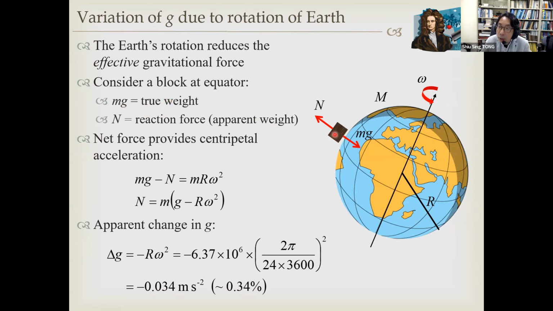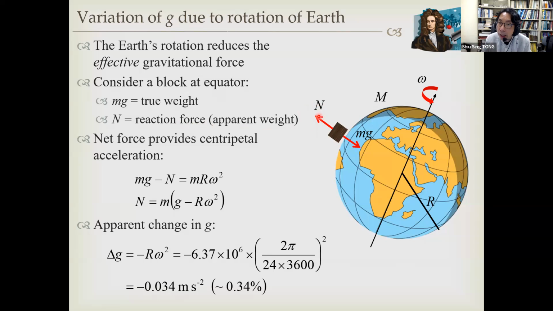And the normal reaction is the reaction force due to the ground, or due to any surface, on this object. It is a supporting force, the force that supports the object. So it is directed vertically upwards. I call this normal reaction force N.